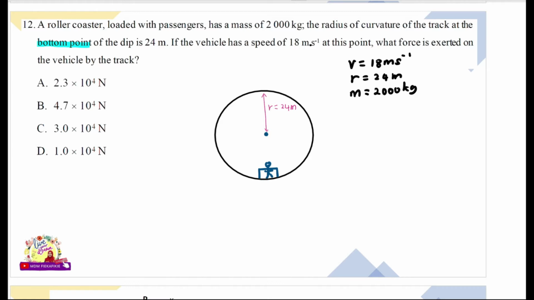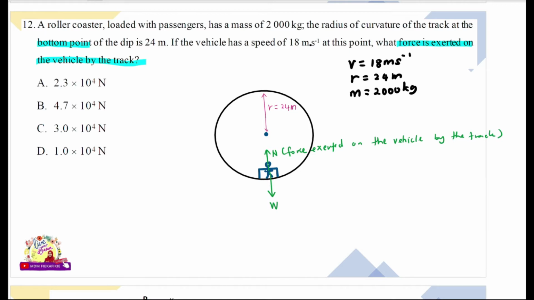Okay, the force is exerted, okay, tengok kat sini, force is exerted on the vehicle by the track means that normal force. Okay, so let's try to draw the free body diagram. So kita mesti ada W, okay, the weight of the roller coaster sekali dengan passengers tadi, okay, and then we're going to have normal, okay, N, ataupun kita kata reaction force. Okay, reaction force tu adalah force is exerted. This is the force exerted on the roller coaster ataupun vehicle by the track.